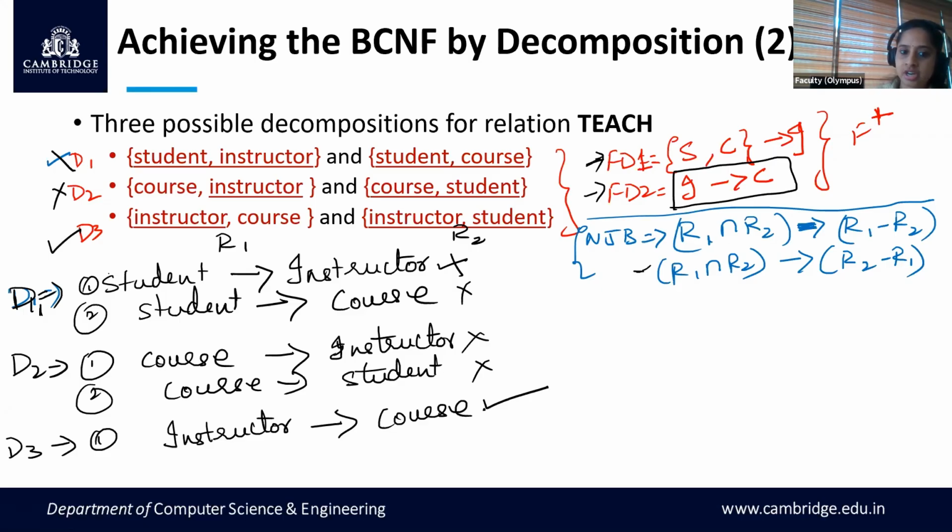D3. That is instructor to course and instructor to student. All this NJB is decomposition into two tables. It's only two tables, not more than two tables. The rule is not there for more than two tables. It's only two tables. Is that clear? So the same thing you can apply for ABC, C tends to D. You can check it.